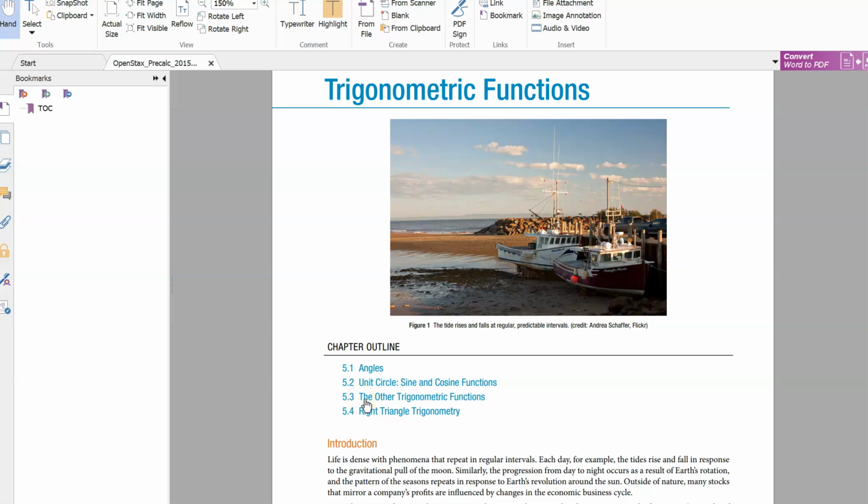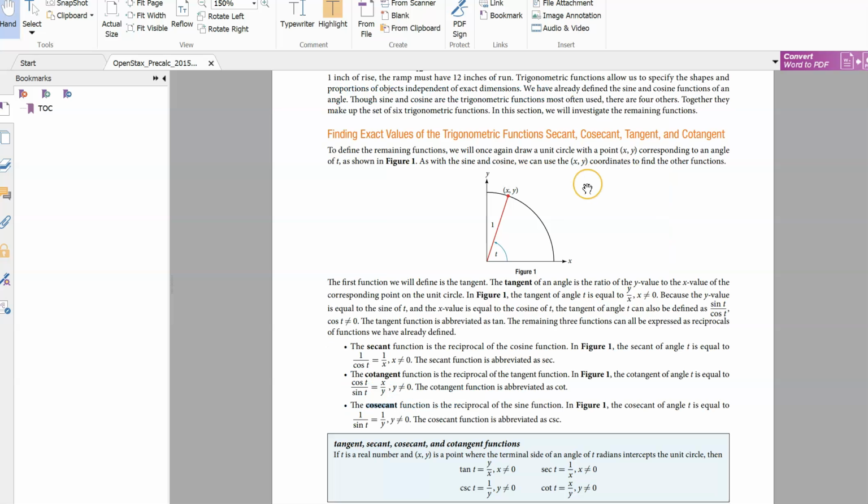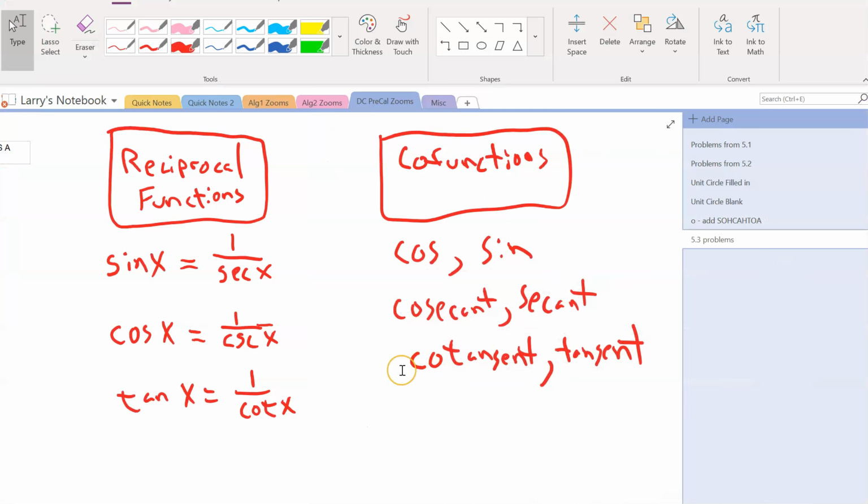In this video, we'll be looking at 5.3, the other trig functions. What we mean by the other trig functions is secant, cosecant, tangent, and cotangent. In the previous section, we discussed sine and cosine. The other function we have a lot of experience with is tangent. In this section, we will be talking about, in addition to tangent, the reciprocal functions.